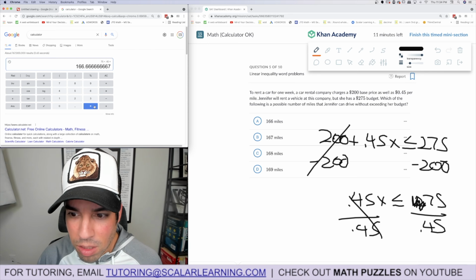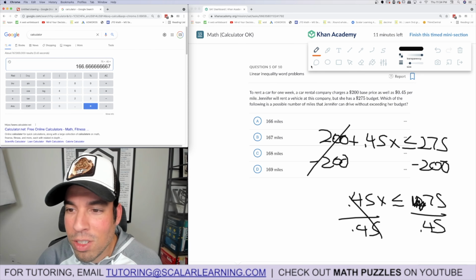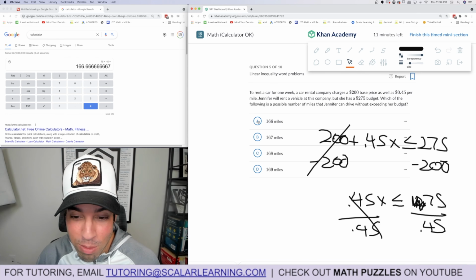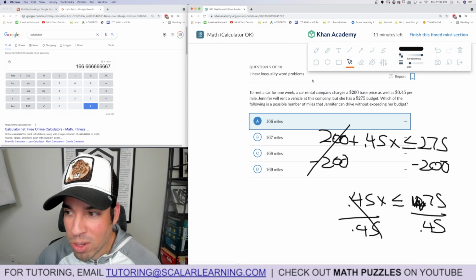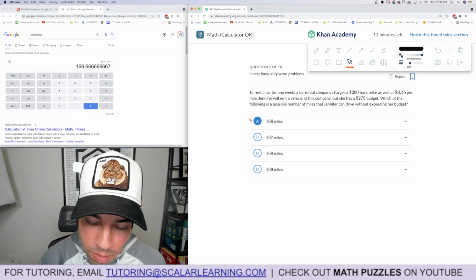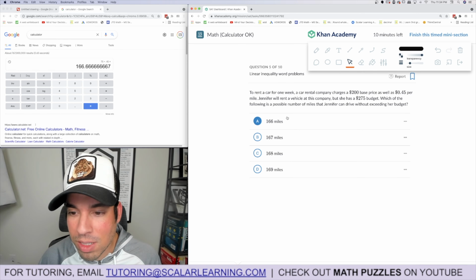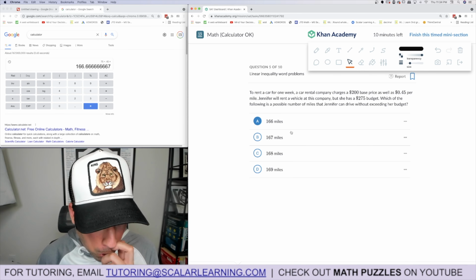So which of the following is a possible number? When I think back on it, all they're saying is which is possible to drive without exceeding your budget. It has to be the smallest number. It's a poorly designed question because if this one works, then that one works too. So it doesn't say which of the following is the maximum number she can drive.